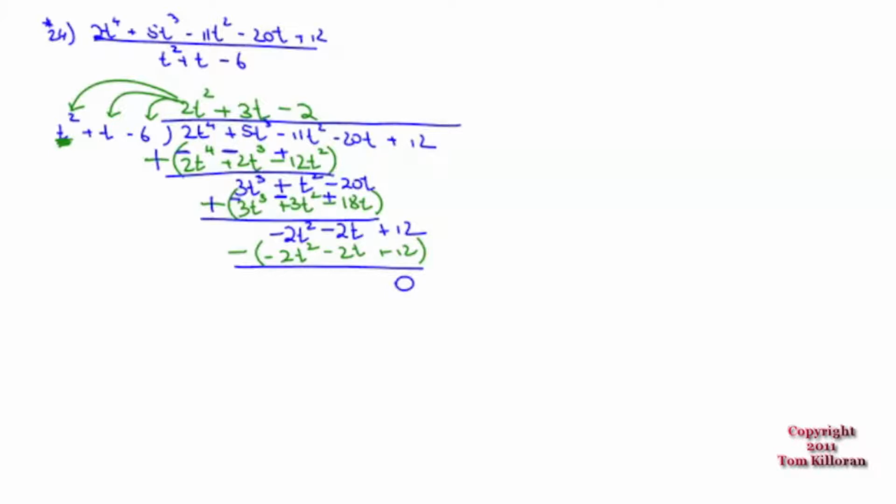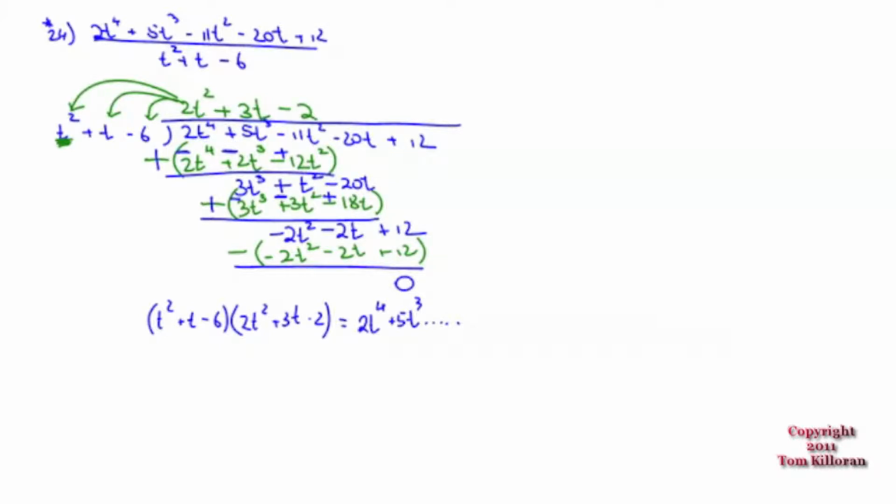So what does that mean? Well, that means I took 2t to the fourth plus 5t cubed minus 11t squared minus 20t plus 12 and factored it. What did I factor it into? Well, I factored it into the divisor times the quotient. What's the quotient? 2t squared plus 3t minus 2. And if I multiply those two together, what do I get? That long thing, 2t to the fourth plus 5t cubed and so on. We get the whole thing. It comes out perfect because the remainder was 0.